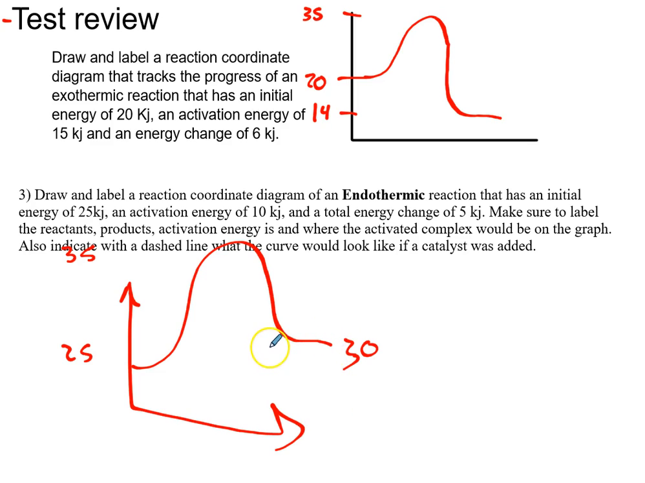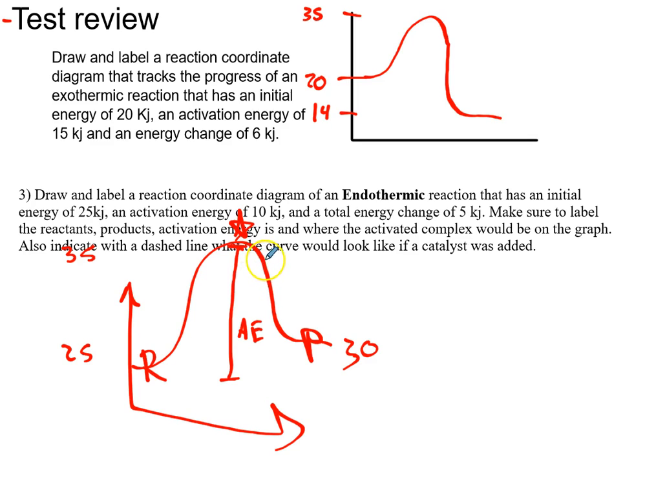Then, make sure to label the reactants. The reactants are here. The products are here. Really, technically, it would be the energy of reactants and the energy of products, but you know I'm lazy. The activation energy would be from where you started to the very top of your hill. That's your activation energy. Activated complex, that's the thing at the very top.